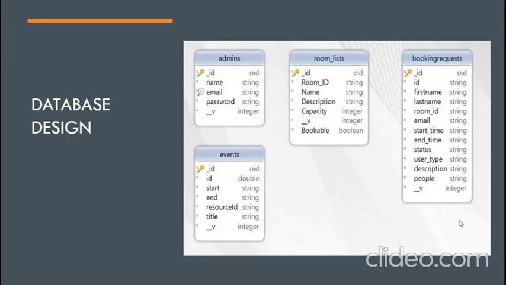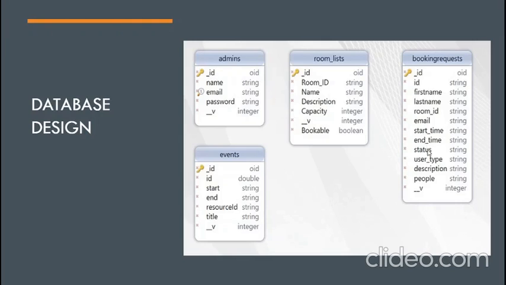This is our database design. We are using an admin table to store the admin details like name, email, and password. Then we are using a room list table to store all the details of a room, like room ID, name, description, capacity, and whether it is bookable or not. Then we are using a booking request table to store all the booking requests made by users. We store booking request ID, first name, last name, room ID, email, start time, end time, status, user type, description, and people.